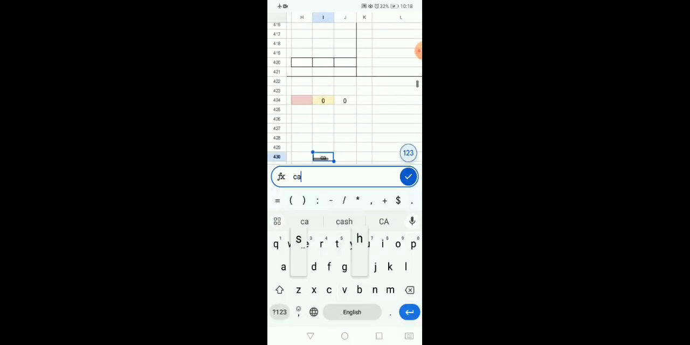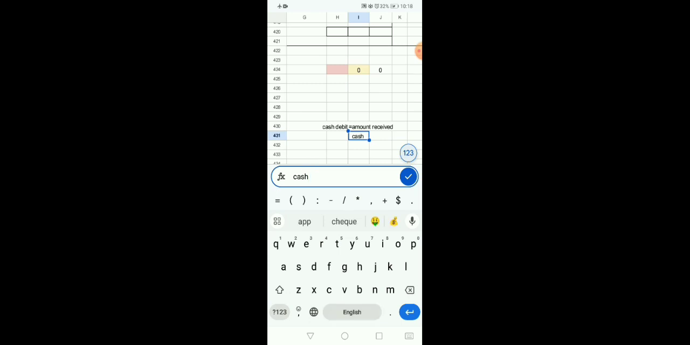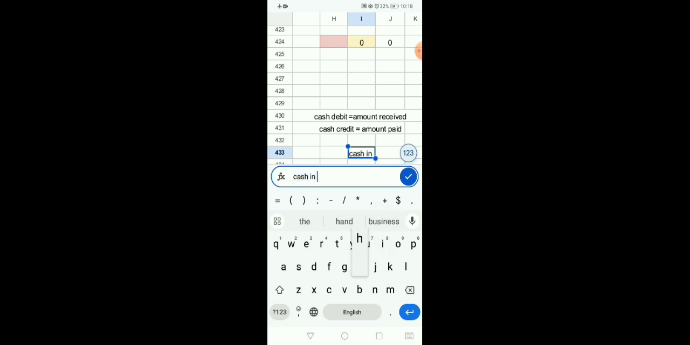So what you will do, your cash debit is showing amount received, and cash credit is showing amount which you have paid. Now make a comparison of both things. Debit side is showing amount received, credit side is showing amount paid. If you will subtract both amounts, what you will get? When you will subtract cash paid from cash received, you will get what actually we have, cash in hand.